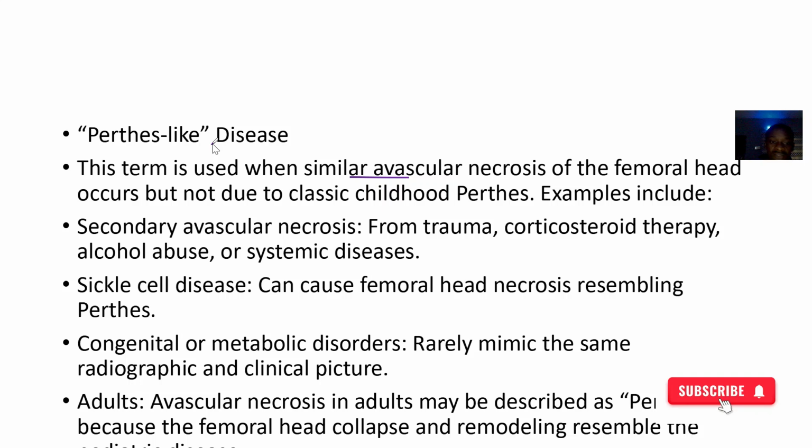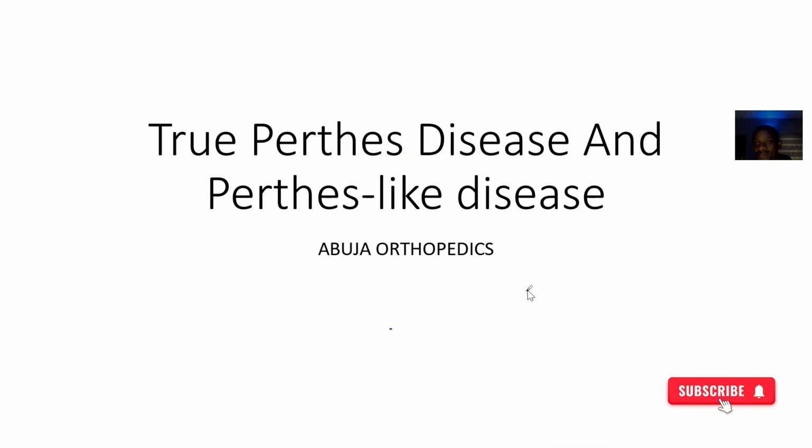Sometimes it's other secondary avascular necrosis from trauma, corticosteroid therapy, alcohol abuse, maybe due to sickle cell disease. Do you understand? I usually used to see sickle cell patients having these issues. There are sometimes congenital or metabolic causes. There's sometimes even avascular necrosis in adults. You can see Perthes-like disease. So I think that's what we got, clarifying between the two.